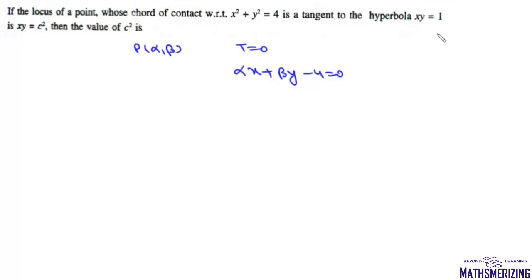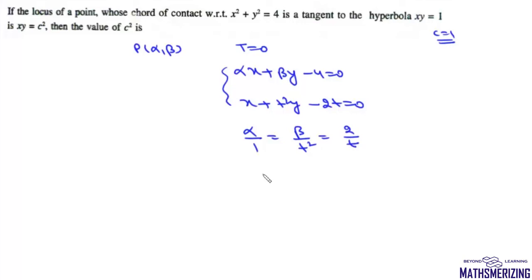Now for this hyperbola, the value of c is 1, and we know that the equation of the tangent is given by x plus t square y minus 2ct equals 0. So in this case c is 1, so it will be minus 2t equals 0. Now both these equations represent the same line. So we'll get alpha upon 1 equals beta upon t square equals 2 upon t. So alpha equals 2 upon t and beta equals 2t.